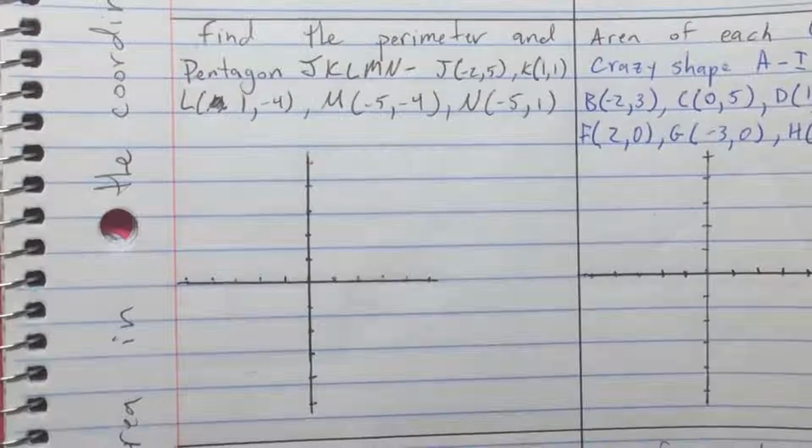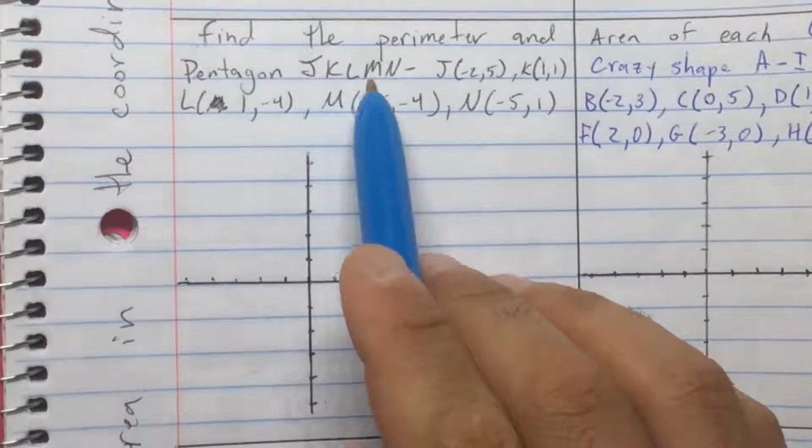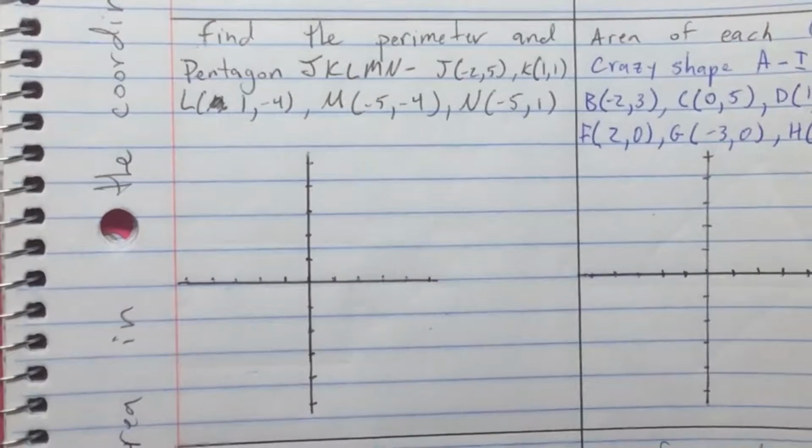This is part 2 of Foldable number 2. Once again, we're going to be finding the perimeter and area, but this time of a pentagon shape. So we have our pentagon JKLMN. We're going to go ahead and plot each of these first before we start.